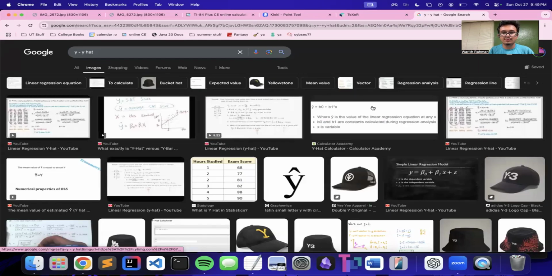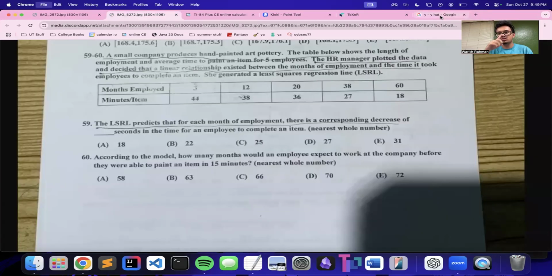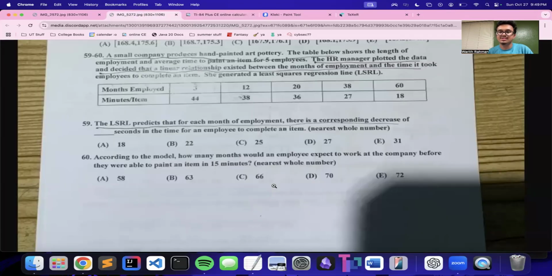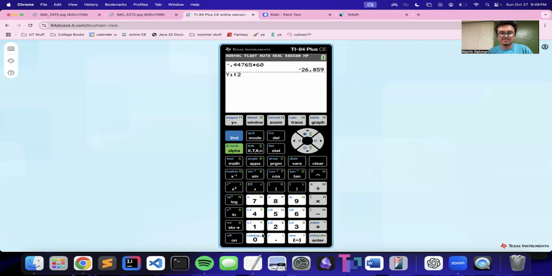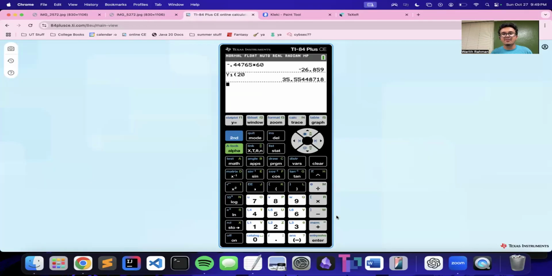But yeah, do I have a picture? Okay, I guess I don't have a picture. But your residual is just gonna be y minus y hat, actual minus predicted. So let's say, okay, we can use one of the examples here. Let's see what it predicts at 20 months. At 20 months, it predicts that we should be at 35.55 minutes an item, but we're actually at 36. So our actual minus our expected is our residual.